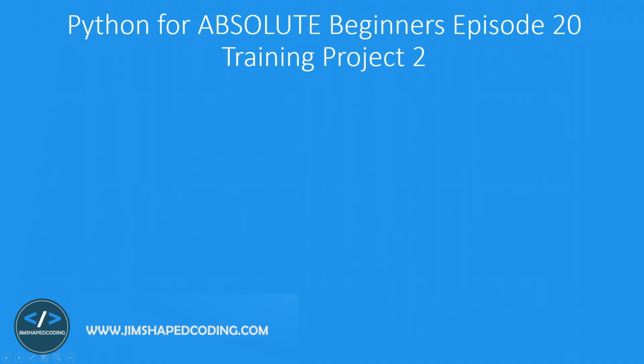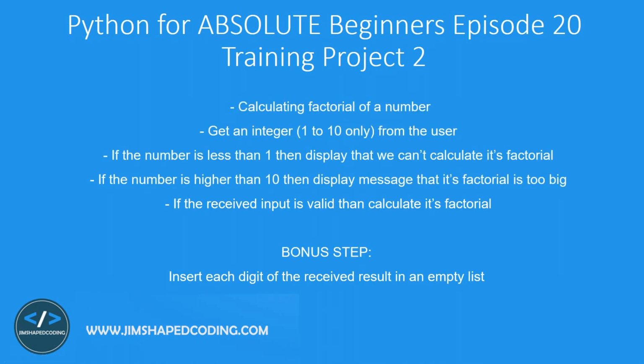So the exercise is just about it, and we are going to calculate a factorial of a number that is going to be accepted by an input function, and we are going to validate that the number is only between 1 to 10. If it is less than 1, then we are going to display a message that it does not make sense to calculate a factorial of a number that is less than 1. And if it is higher than 10, then we are going to display a message that it is too big, since the calculation of it might take too long and we don't want that.